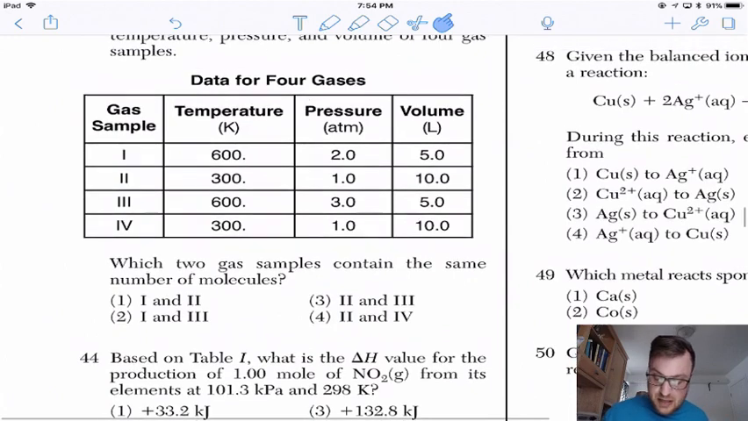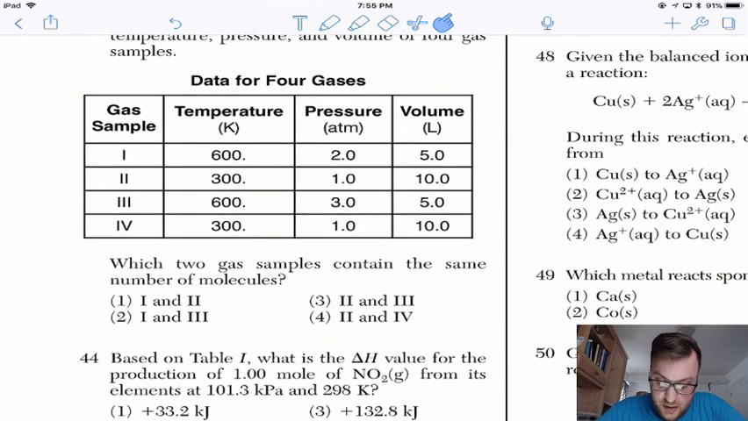Which two gas samples contain the same number of molecules? Usually they ask this in terms of volume. Equal volumes mean equal number of molecules, but they kind of tricked you a little bit because they gave you the other conditions. But approach it the same way. Equal temperature, volume, and pressure conditions will mean equal number of molecules. There were only 2 that have the same exact conditions, and that's 2 and 4.